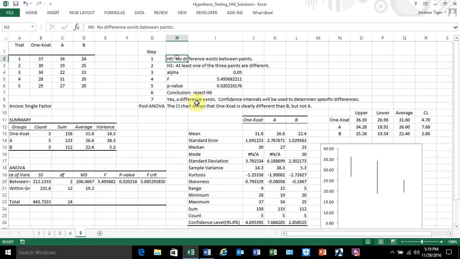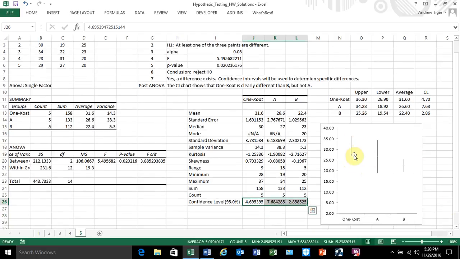Our null hypothesis is that there's no difference, and the alternative is that at least one is different. We use an alpha of this. We did our ANOVA, which comes from our ANOVA table. We calculate a p-value. The p-value is not real small, but it is small enough to say that yes, there is a difference. After that, we calculated the averages and a confidence level from our descriptive stats, and from that I built a graph. And you can see that the one coat overlaps with A, but it does not overlap with B. So the conclusion is that one coat is better than B, but we can't say it's better than A.